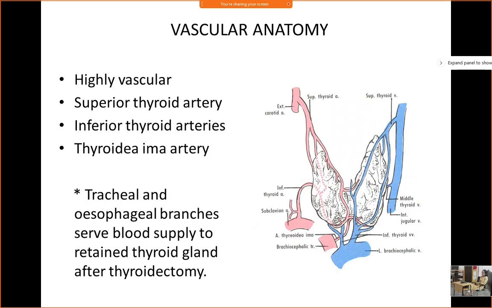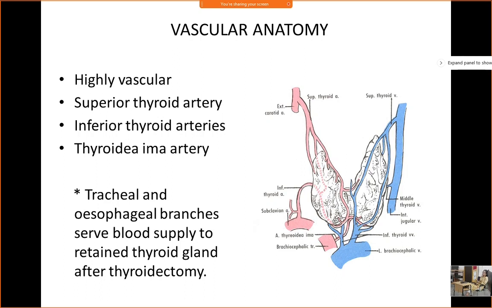Now the vascular anatomy of the thyroid gland. Remember, the thyroid gland is a highly vascular endocrine gland. The main arteries which supply the thyroid gland are your superior thyroid artery, inferior thyroid arteries, and your thyroidea ima artery. So the tracheal and esophageal branches supply blood to the thyroid gland that remains after thyroidectomy, because during the thyroidectomy procedure, you first have to ligate and cut these particular blood vessels.